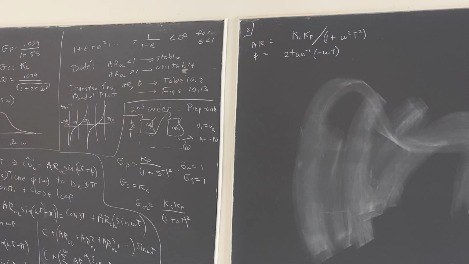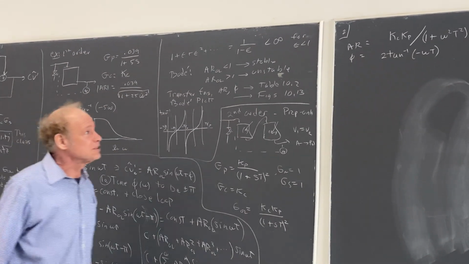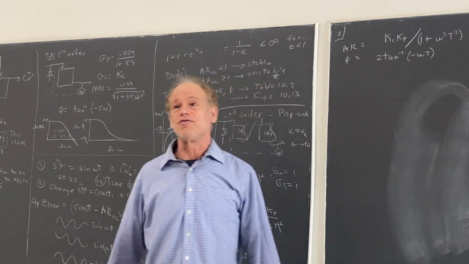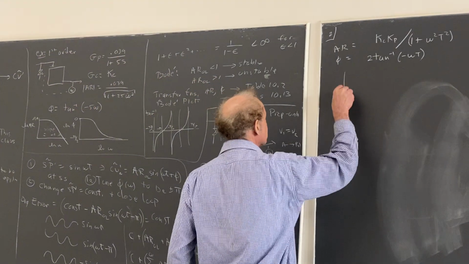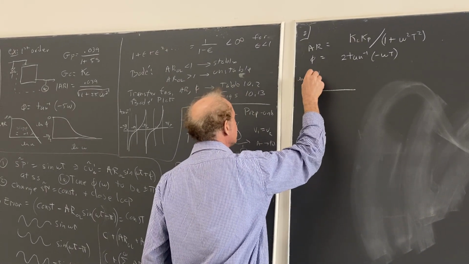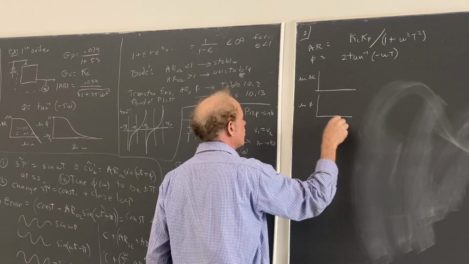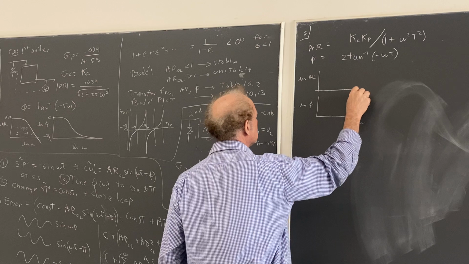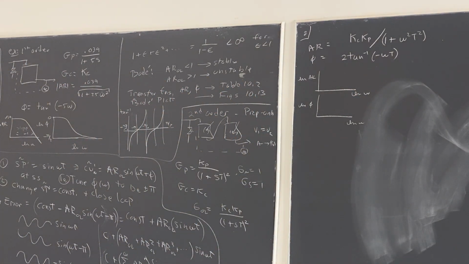So the phase angle for one of them is the arctangent of minus omega tau. And the other one, since it's the same volume, is also the arctangent of minus omega tau. So that's just twice the arctangent of minus omega tau. So let's just look at the Bode plots for this. Log amplitude ratio, log phi versus log omega. And again, we could look these up, or we could just derive them.